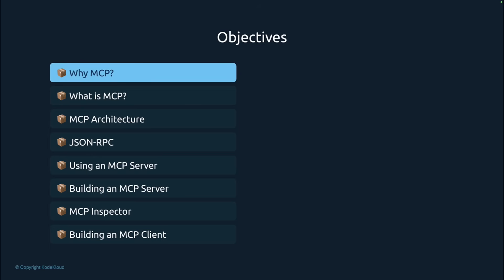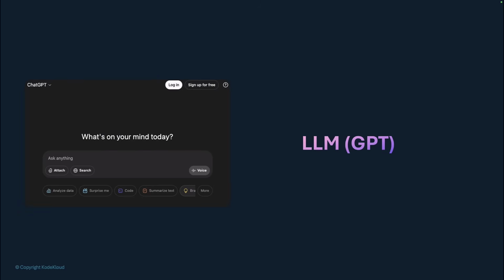Now we'll begin by looking at why we need MCPs in the first place. Let's start with something we already know, ChatGPT. The way it works is, when you send a message to GPT, which is the LLM, it responds with its response in the form of generated text or other forms like image, audio or video.